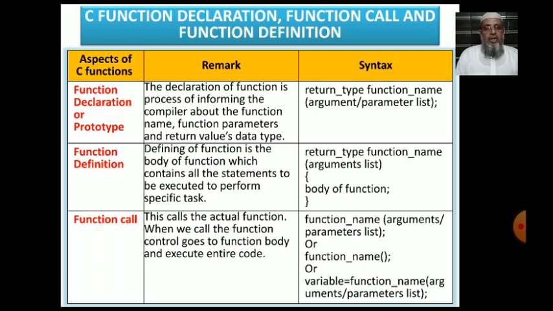The second part is the function definition. Here we define all the statements, all the steps, and the code is written in curly brackets. That is the set of statements which will perform the desired operation or a specific task. So again here we write the return data type, function name, and argument list, and then the body of the function starts. In that body the code statements are written.